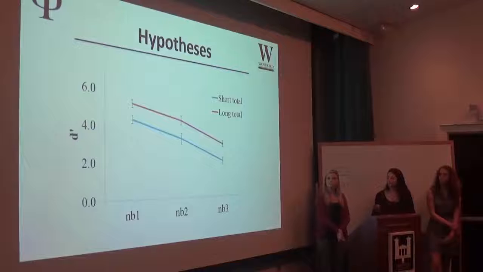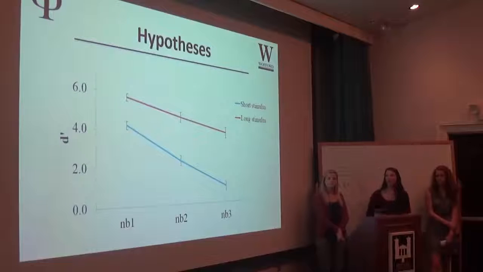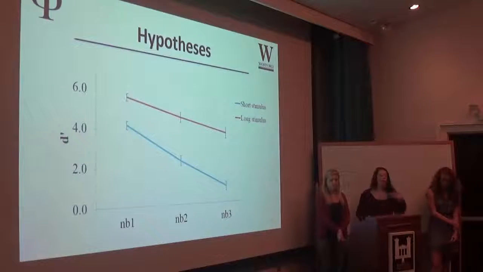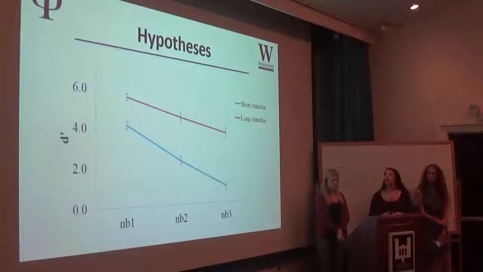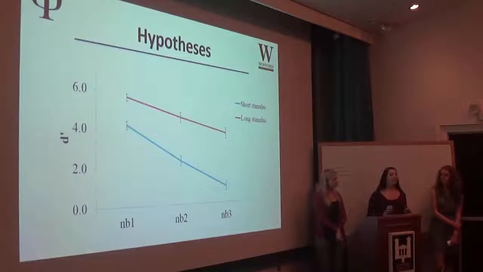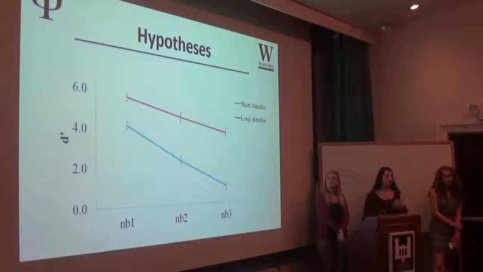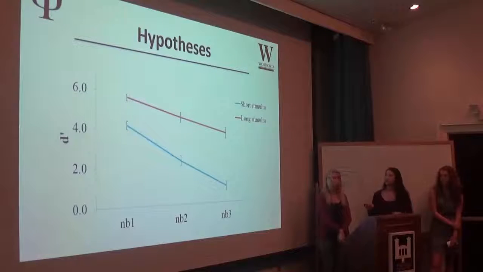And our second hypothesis was that the long stimulus group would have better performance accuracy across the task, specifically at the 3 back. We thought this because the 3 back task is more difficult, so participants would have more time to process those stimuli and make decisions in comparison to the short stimulus group that don't have as much time with each stimulus.